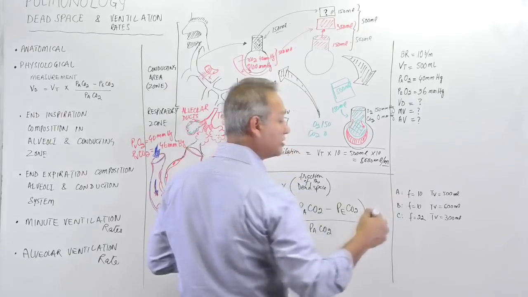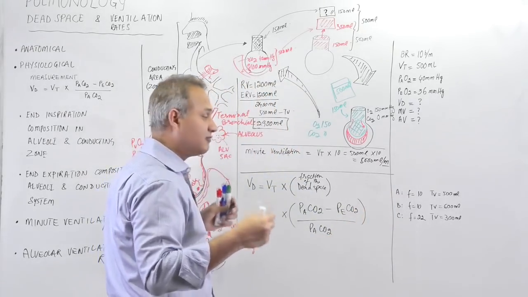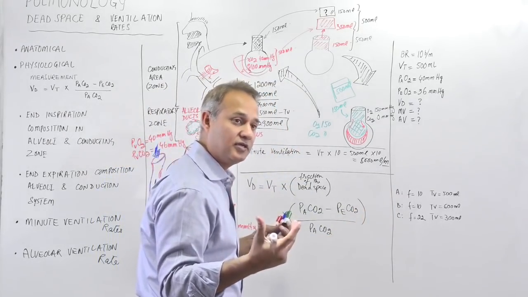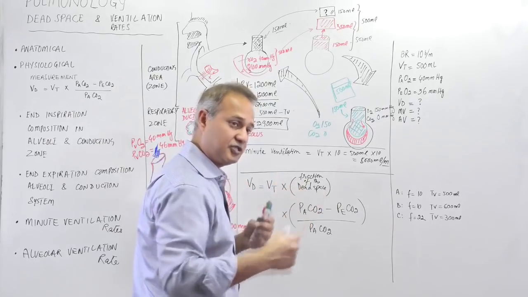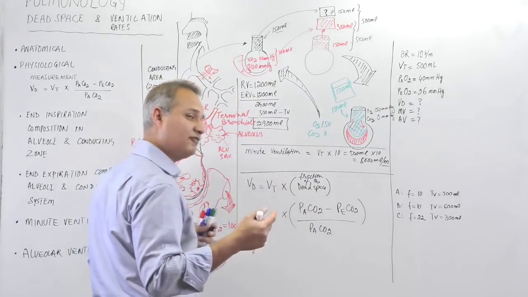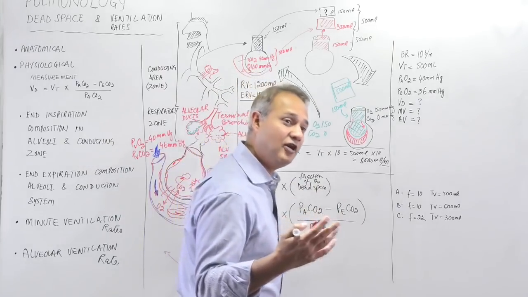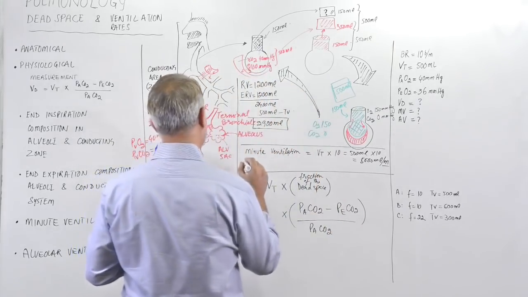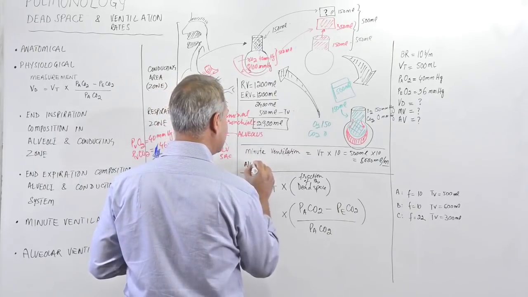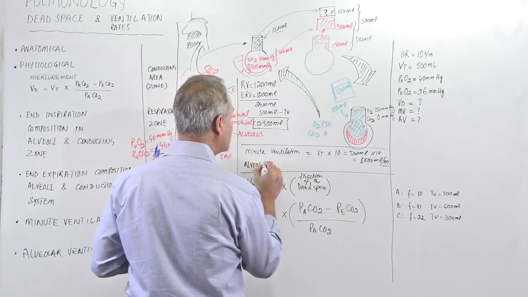Don't forget to say per minute. That is 5 liters of air exchanged. Just like 5 liters of cardiac output, similarly 5 liters of air. How about alveolar ventilation? Alveolar ventilation.